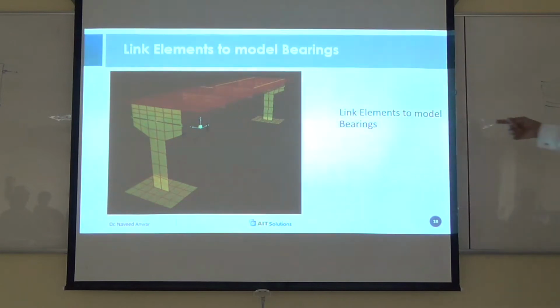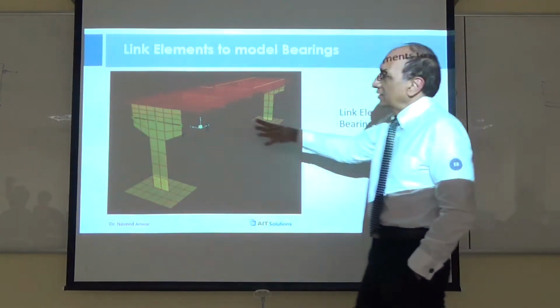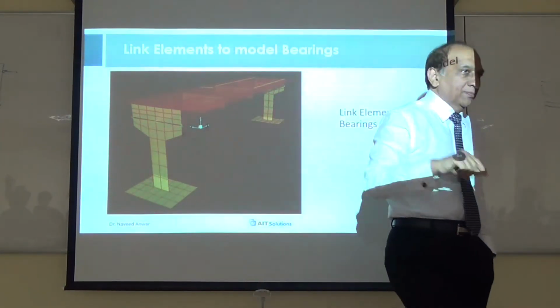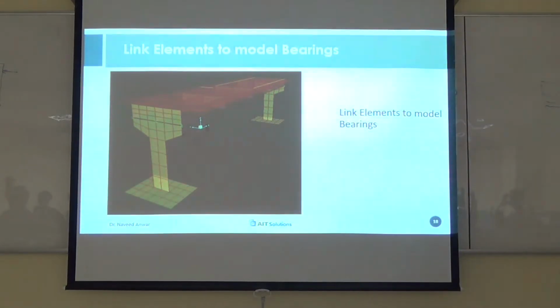Link elements to model a bearing. So I'm now creating a bridge, a little bit more 3D. That was a 2D model of a bridge. Not even complete. There was just one girder, one side. Let's look at a real 3D bridge.